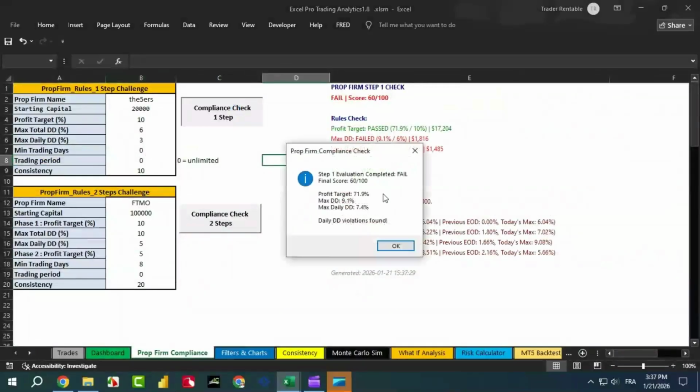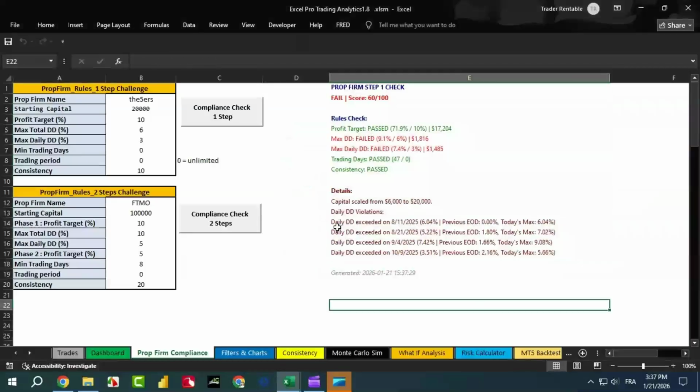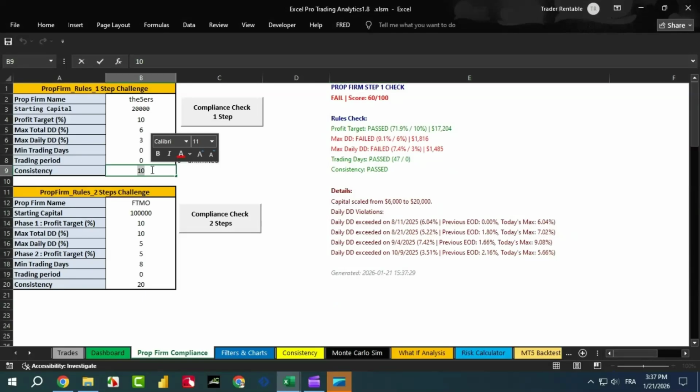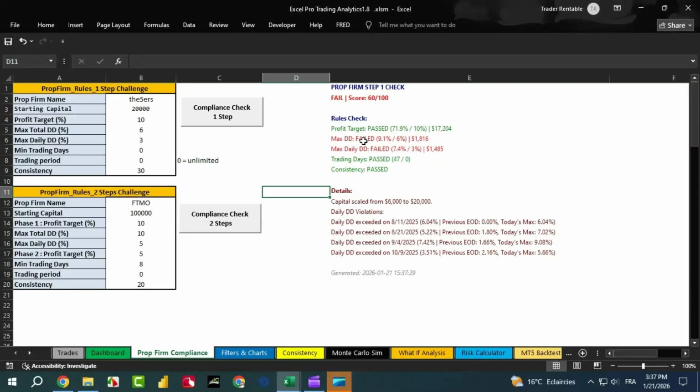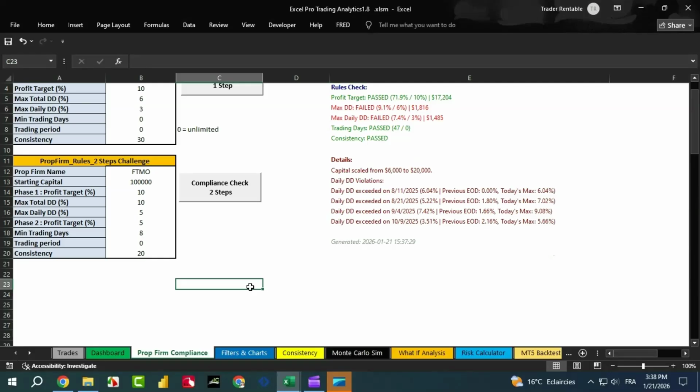Now, all you need to do is fill in the prop firm rules and click Run Compliance Check. In our example, the trading history fails the 5ers challenge. The main reason is that the maximum daily drawdown rule was violated. As you can see, this prop firm enforces very strict risk limits, a 6% maximum total drawdown and only 3% daily drawdown, with a 10% profit target in a single phase. On the other hand, FTMO offers more flexibility on drawdown, allowing 10% maximum drawdown and 5% daily drawdown, but the challenge is split into 2 phases, each with its own profit target and conditions.